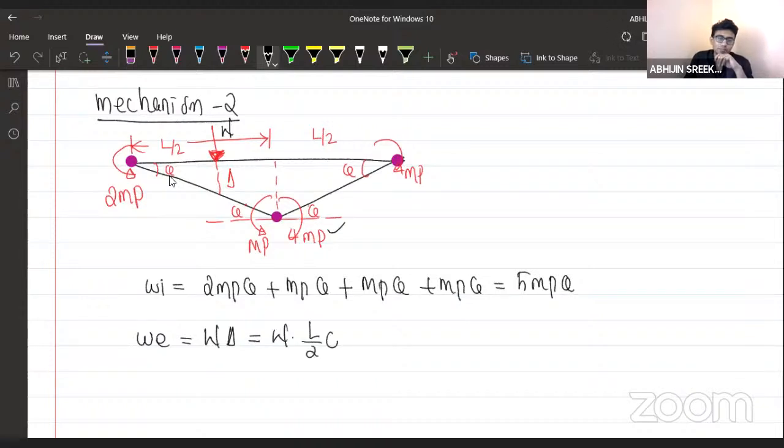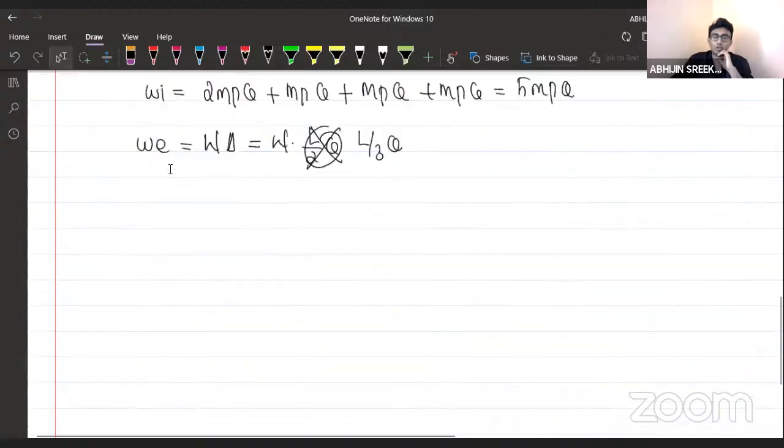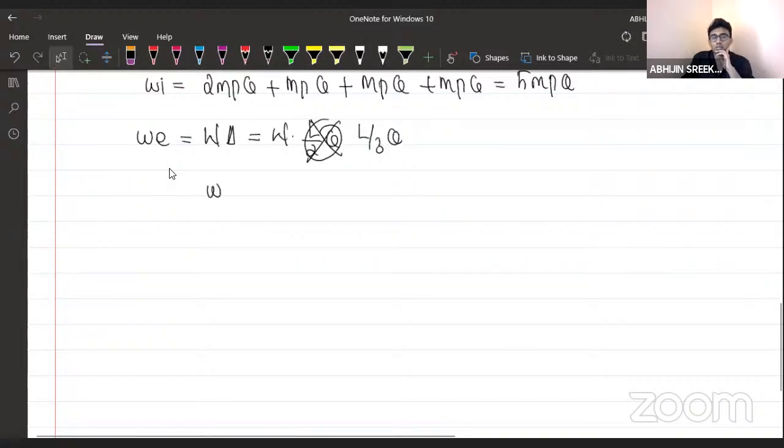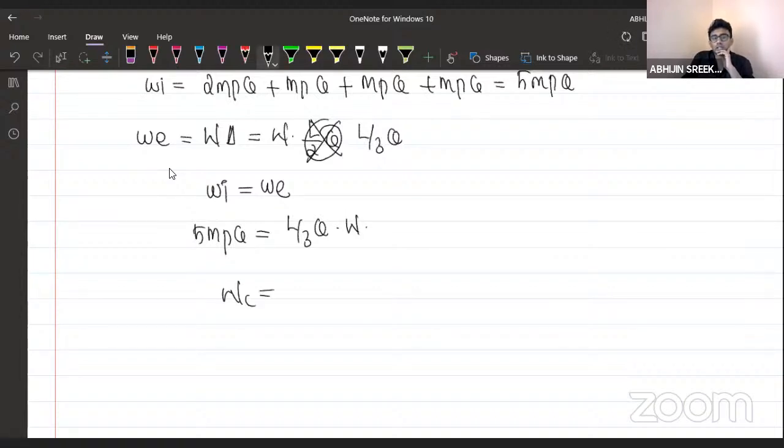Is it L by 2 theta? No, it is not L by 2 theta. Why? Because delta is not considered here. Delta is considered here. It will be equal to L by 3 theta, which means when we apply the virtual work theorem, Wi will become We. We will be equal to 5 MP theta will be equal to L by 3 theta into W. From this, Wc will be equal to 15 MP divided by L. So this will be the collapse load for this mechanism.